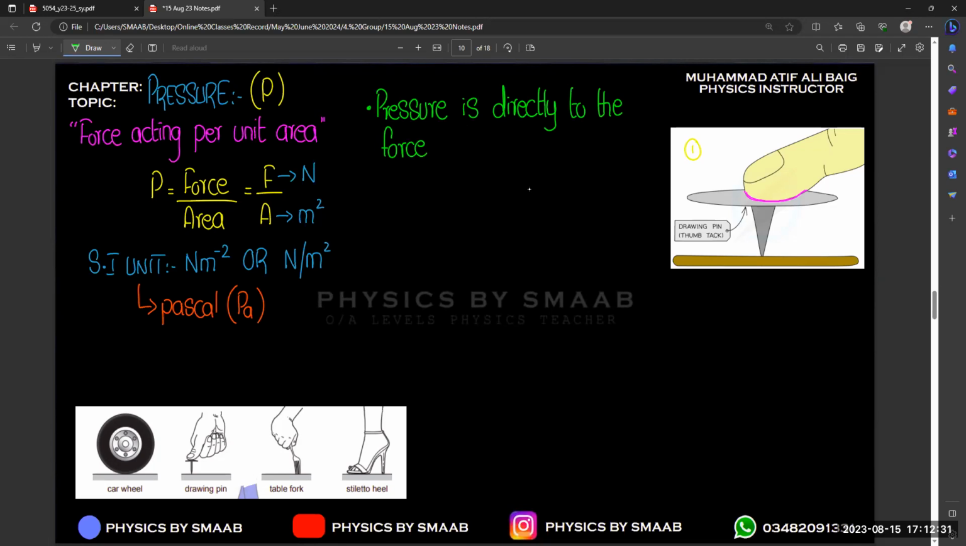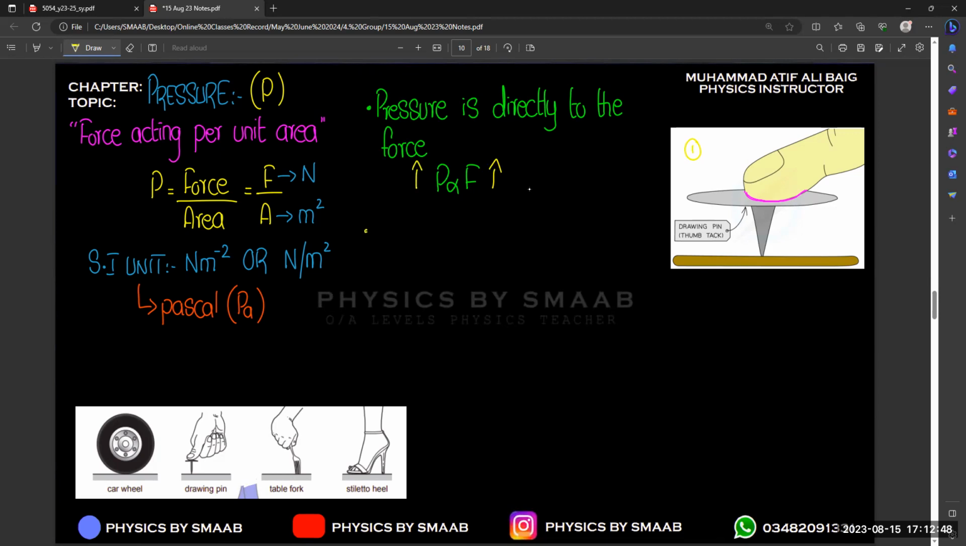We can easily identify this from the equation. Pressure is directly proportional to the force, which means if we increase the amount of force, your pressure will automatically increase. That is the meaning of directly, right?